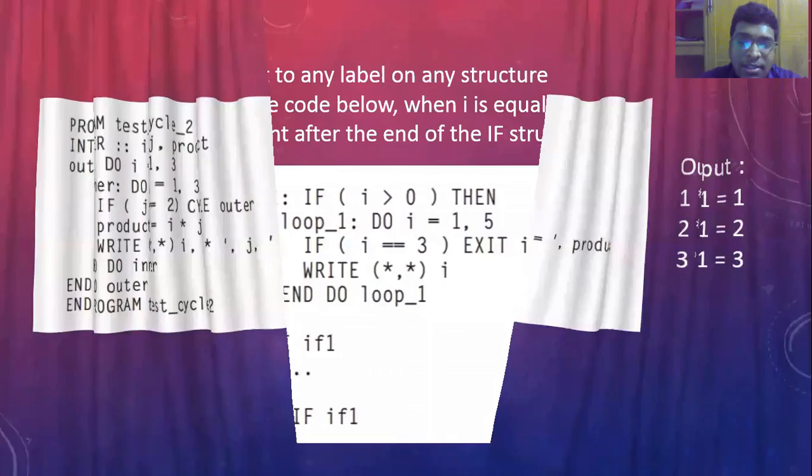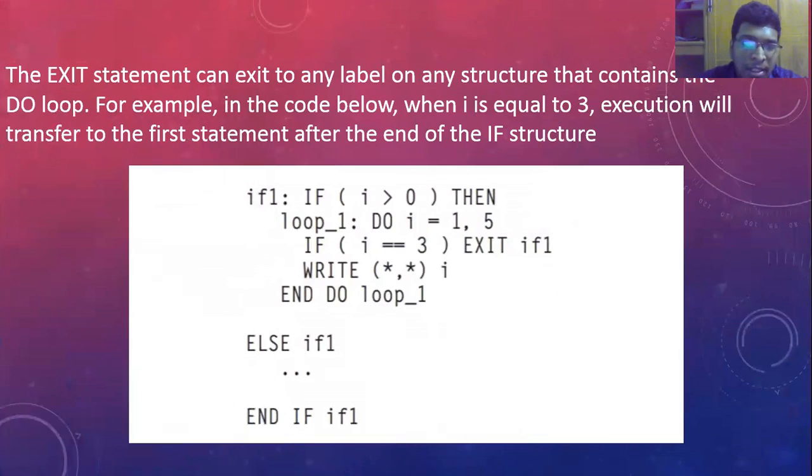Now the exit statement inside a nested loop. The exit statement can exit to any level or any structure that contains the do loop. For example, in the code below, when I equals 3, execution will transfer to the first statement after the end of the if structure. So here, if I equals 3, the execution will skip the rest of the if structure, and the execution will continue from the first statement after the if structure.